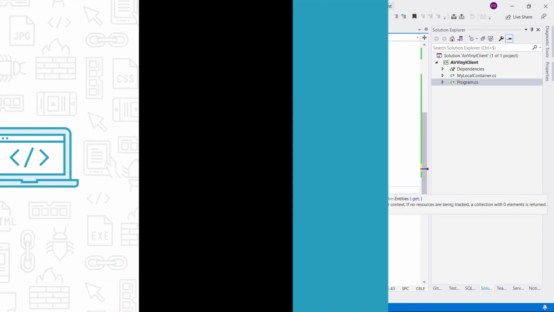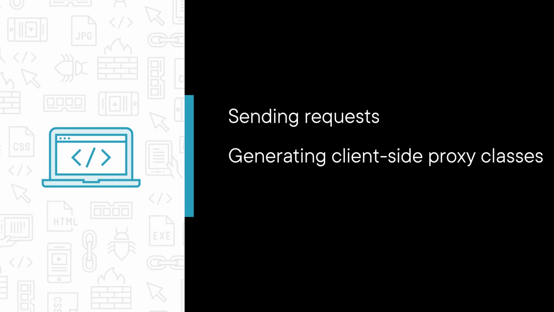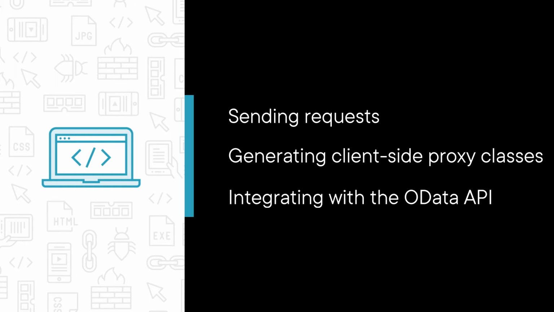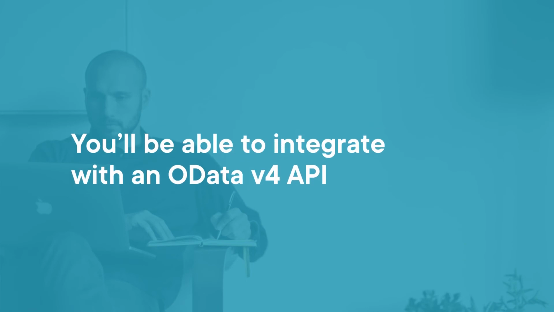Some of the major topics that we will cover include sending requests to an OData API with your OData client helper library from .NET, generating client-side proxy classes from the OData API specification for use in .NET, and integrating with the OData API from JavaScript. By the end of this course, you will have the skills and knowledge needed to integrate with an OData V4 API from .NET and JavaScript.